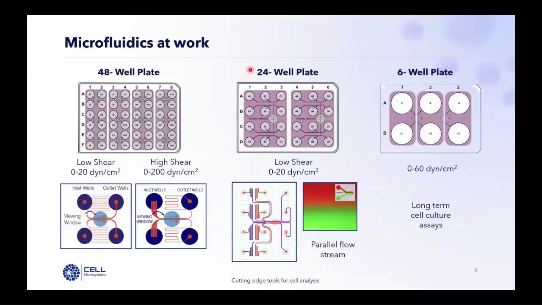The 24-well plate has 8 microfluidic flow cells and can deliver up to 20 dynes per centimeter square. Because this plate has 2 inlet wells that are connected to one outlet well, 2 different fluids can flow within the same microfluidic flow cell to generate a parallel flow stream, enabling the creation of physical and temporal gradients. Last but not least, the 6-well plate has 3 microfluidic flow cells and can deliver up to 60 dynes per centimeter square.